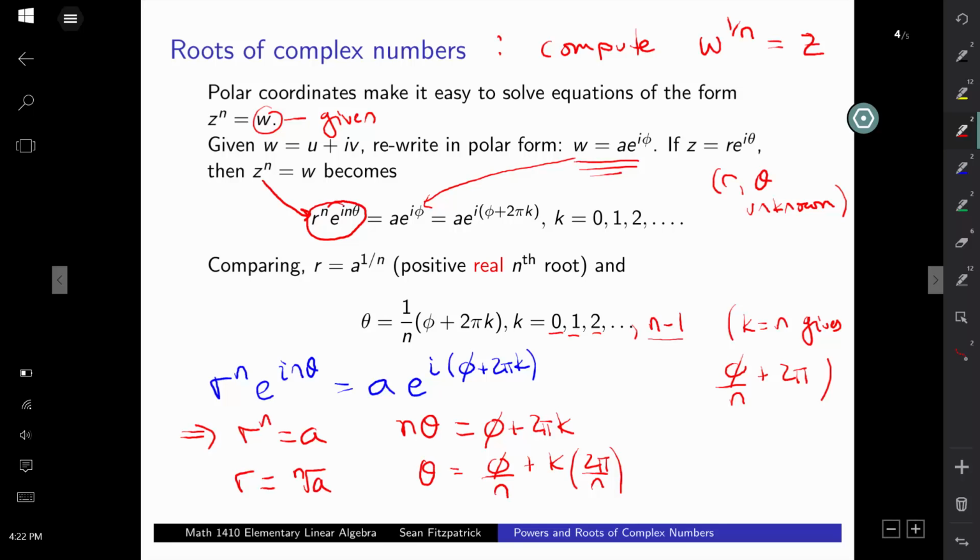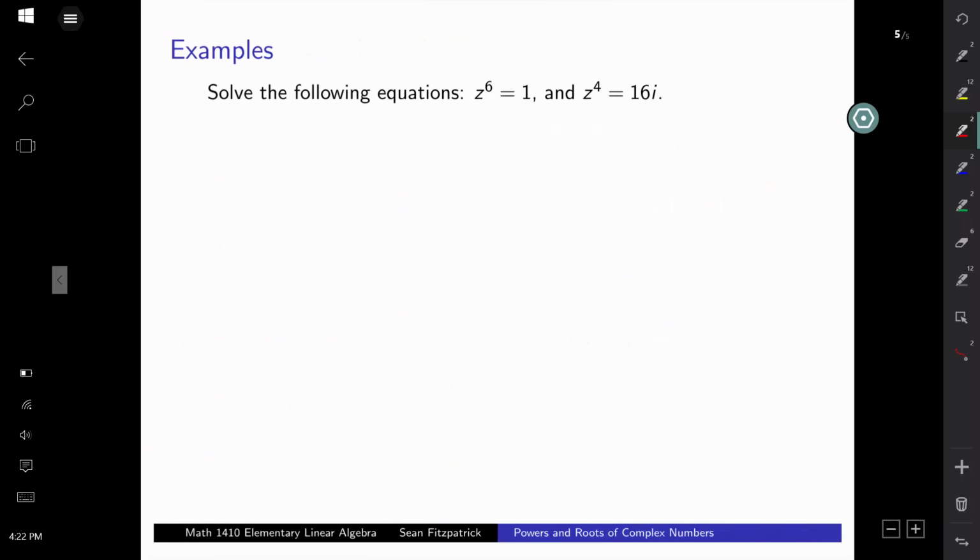Okay. So you can write down a general prescription here, a formula. I've got it here for both r and theta, but it's more interesting to follow the procedure and see how things work. So here are a couple of examples. Let's say I want to solve these equations. Let's say I want to solve z to the 6th equals 1. Okay, so solving z to the 6th equals 1.